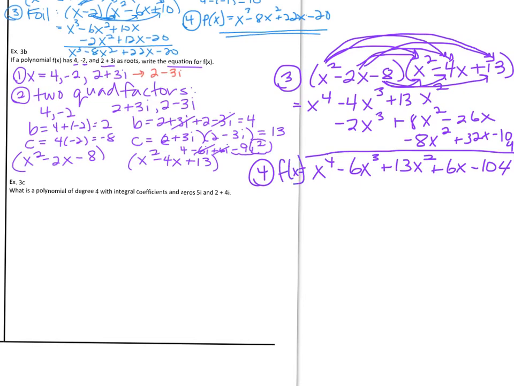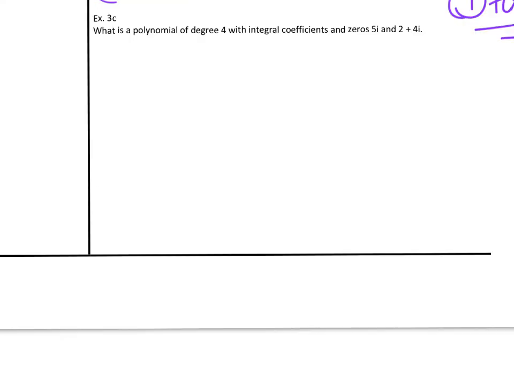Make ourselves have a little bit less work to have to rewrite that out one more time. But I'll make my equal sign at least look a little bit nicer. Hang on. f of x equals x to the 4th minus 6x cubed plus 13x squared plus 6x minus 104.